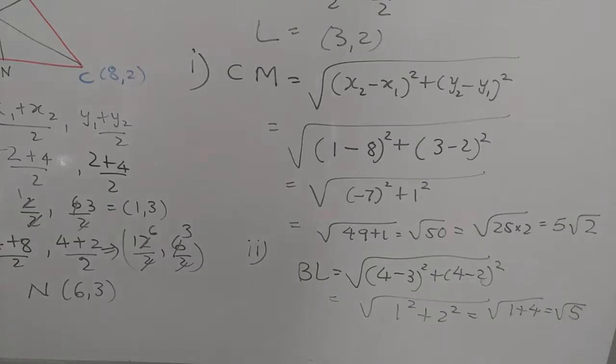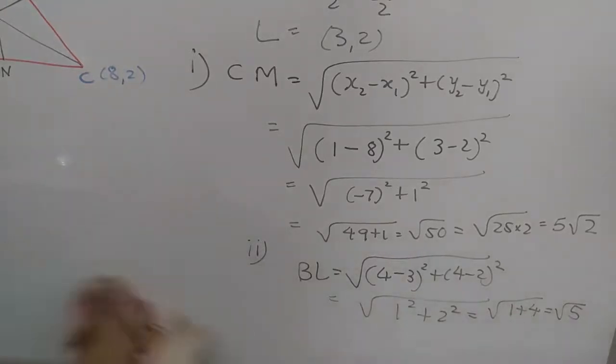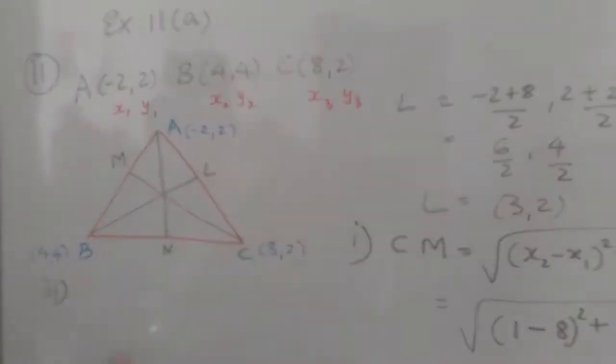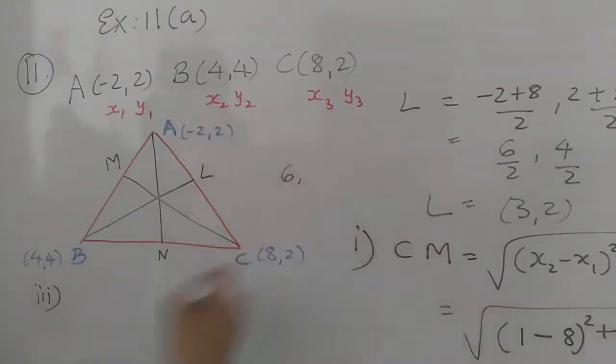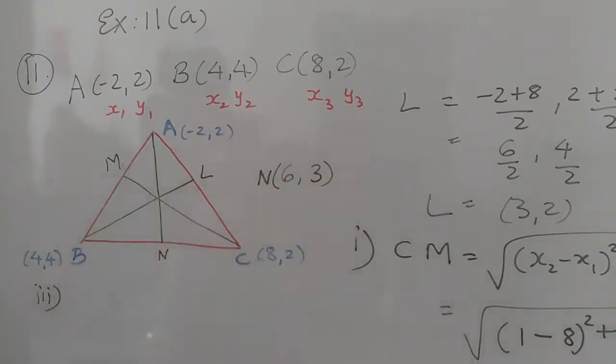Now the third length will be on the side BC. So for side BC, we find the length using our distance formula only. You see on side BC there is AN. So we take A and N coordinates. What are the N coordinates? We got 6 and 3. These are the coordinates of N, and A is minus 2, 2.